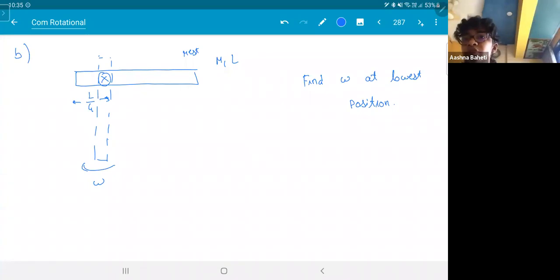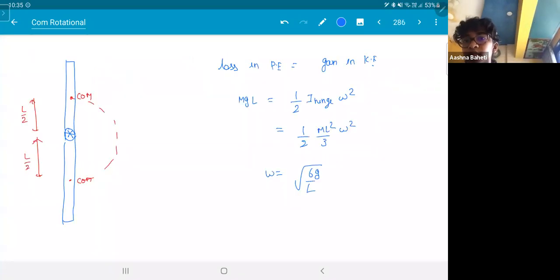Sir, can you show the previous page? Hmm. Thank you, sir. Yeah.